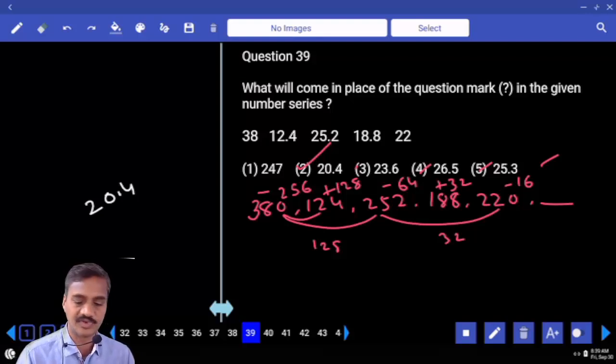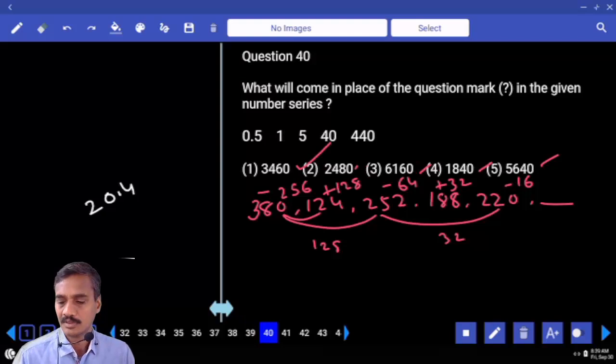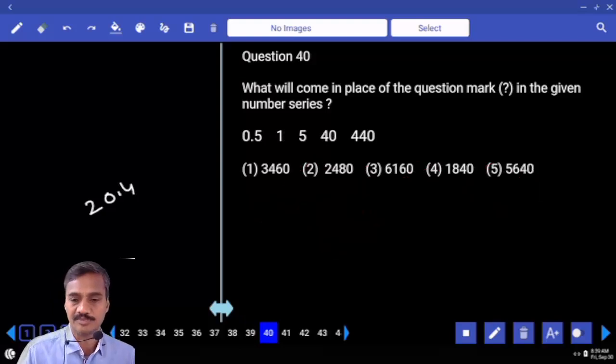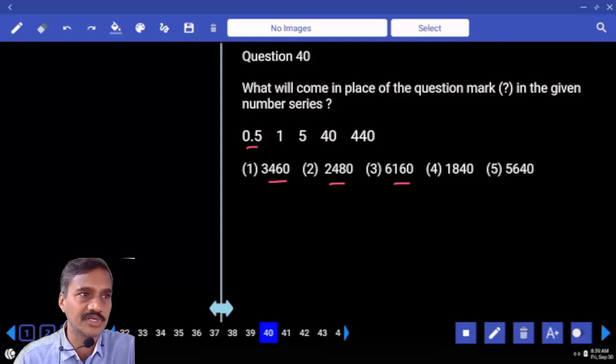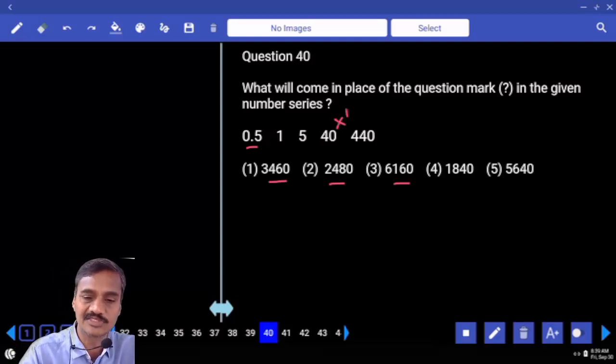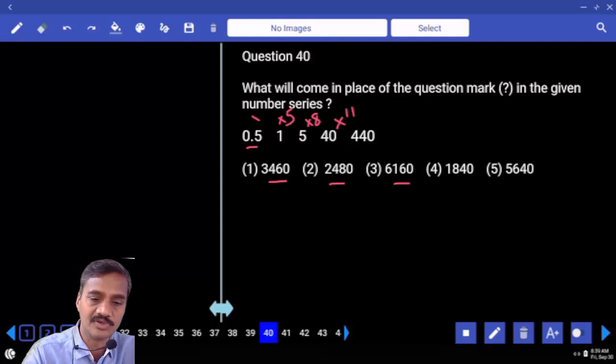Then coming to this 40. What is the next number to this? Now starting with 0.5: 3,000, 2,000, 6,000, 5,000. The numbers are increasing at a very fast rate, and it must be a product or combination. Now 40 and 440, what do we do? That is into 11. Now here the difference is into 8, here it is into 5, here it is into 2.